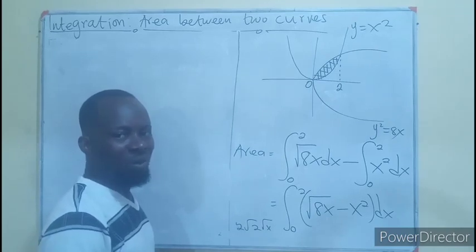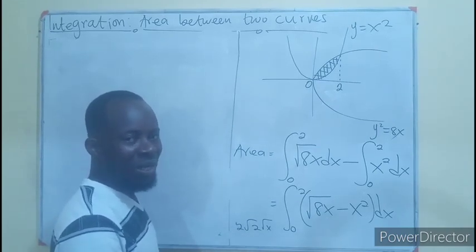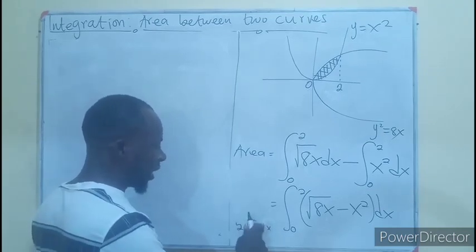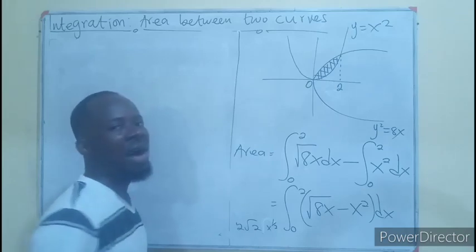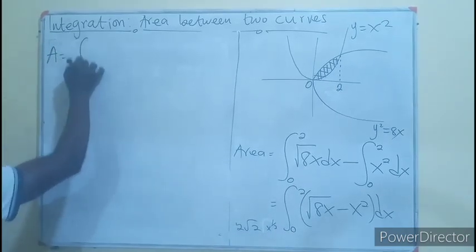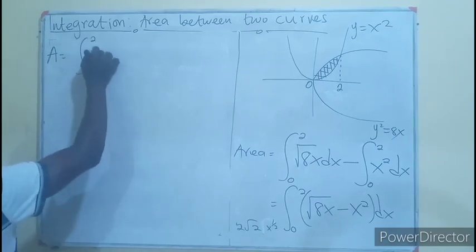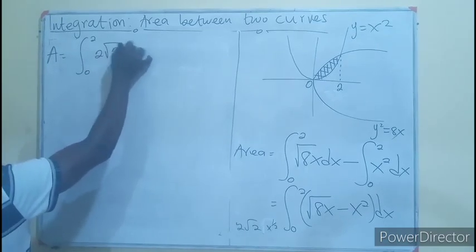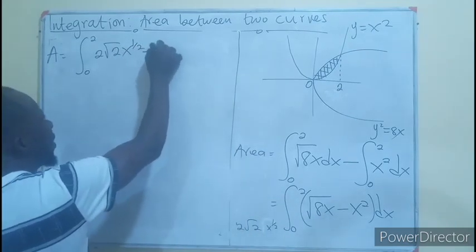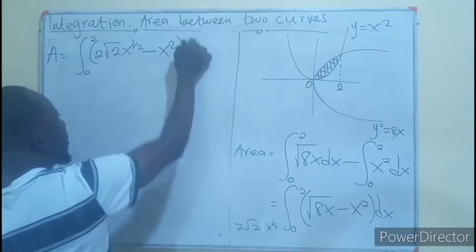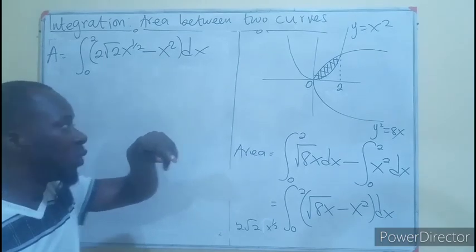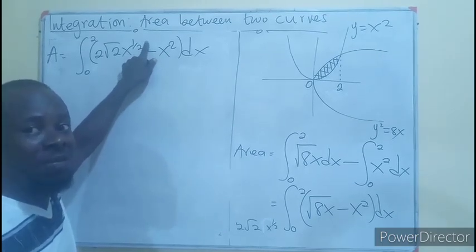But x is what we are looking for, and under integration, we are more concerned about the exponent. So we change this square root to become an exponent of half. So in this integral, your area is going to be the integral from 0 to 2 of root 2 x exponent half, then minus x squared, then dx. So now we have exponents to deal with. In the exponent, we increase by 1.